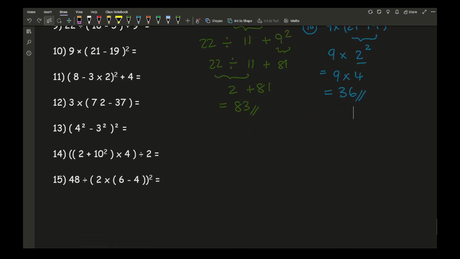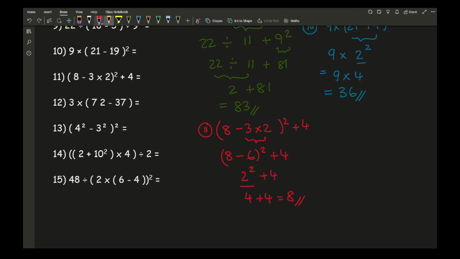And then moving down to question 11, so here I've got 8 minus 3, in brackets squared plus 4. So again, I'm going to do the brackets, and inside the brackets, again, BIDMAS resets. So I've got 8 minus 6 in brackets, squared plus 4, then it becomes 2 squared plus 4, then do the power, so it's 4 plus 4, which gives me a final answer of 8.